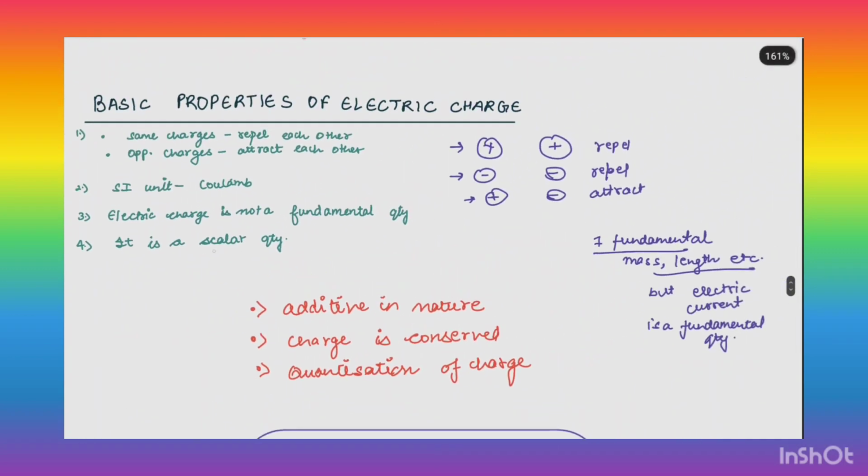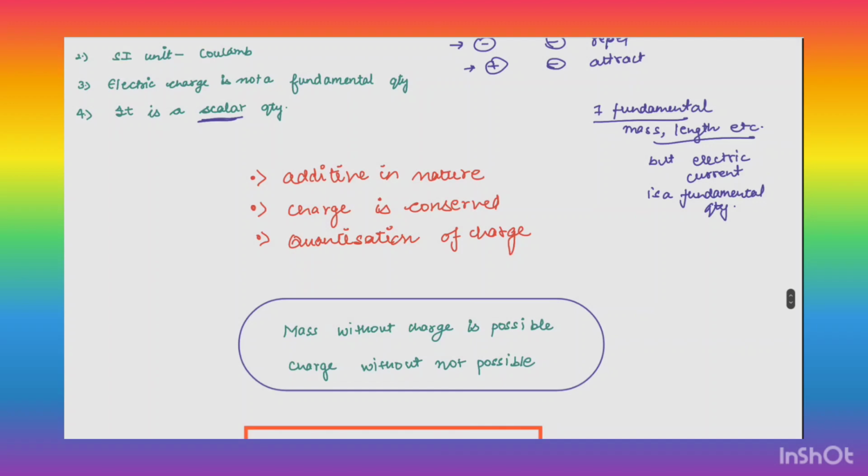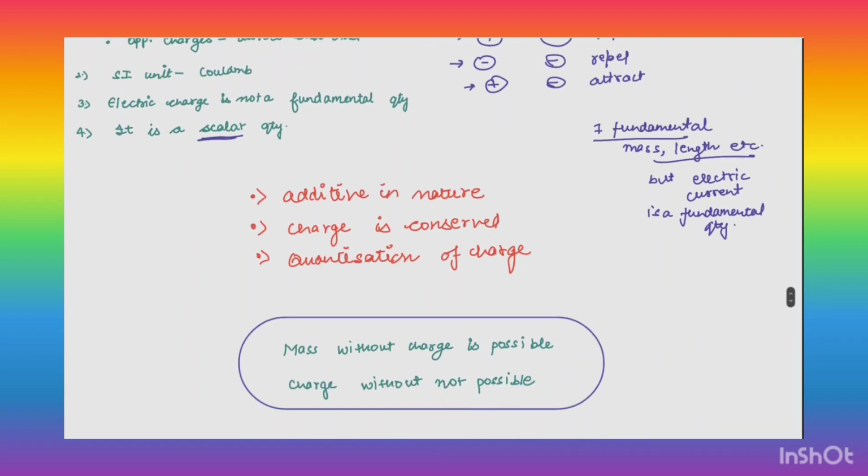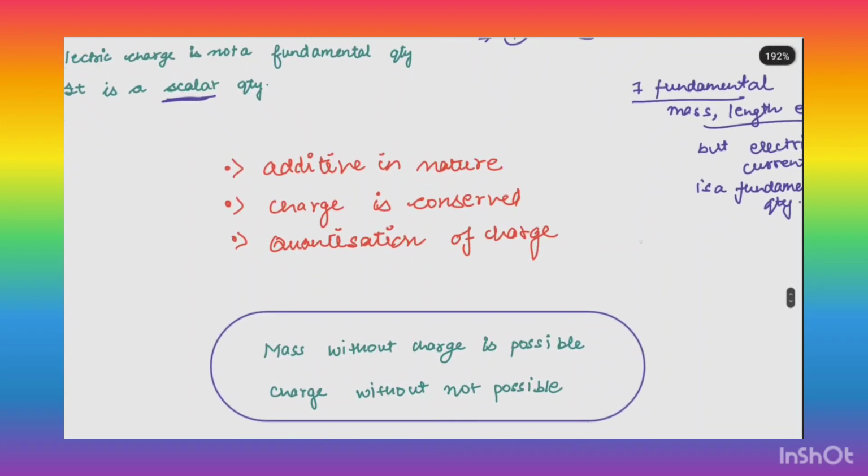Now, charge is a scalar quantity. As you know, scalar and vector are those quantities. Scalar is additive in nature, vector is additive but with directions. Scalars do not have directions. The next property of charge is that it is additive in nature. If one charge is plus 2 coulomb and the second charge is plus 4 coulomb and another is minus 1 coulomb, then we can add them scalarly: plus 2 plus 4 gives 6, and 6 minus 1 gives 5 coulomb. This is additive in nature.